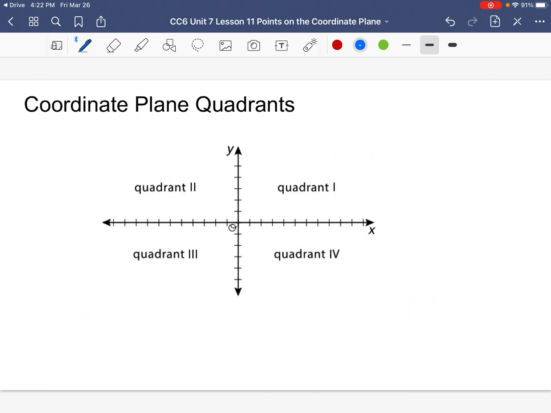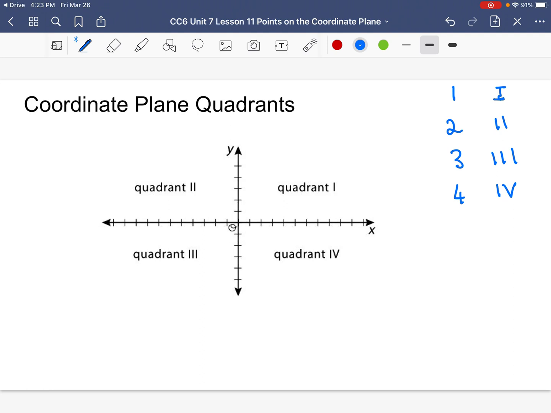There are 4 quadrants on the coordinate plane. You can see them here, quadrant 1, 2, 3, and 4. And they're very often written like this with Roman numerals. So 1 is represented by an I like this. 2 is 2 lines. 3 lines. And 4 is IV.